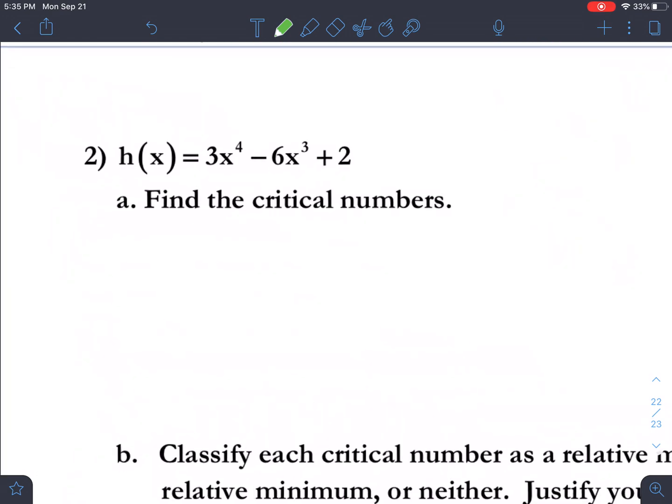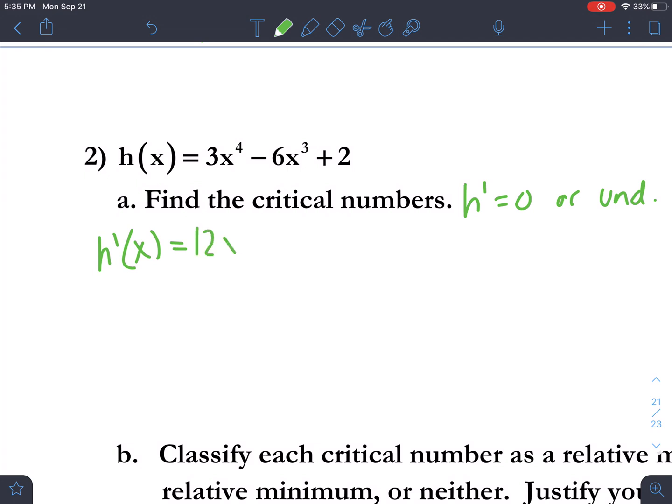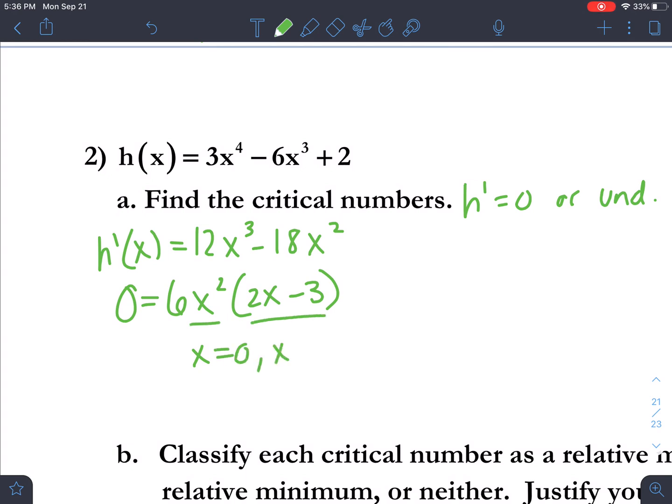First thing we want to do is find the critical numbers. Critical numbers are when h prime is equal to 0, or when h prime is undefined. So when is h prime of x equal to 0? Well, h prime of x is 12x cubed minus 18x squared plus 0, since the derivative of a constant is 0. So we set it equal to 0. We can factor out 6x squared, and this gives us x equals 0 and x equals 3 halves, 3 over 2, 1.5. Notice that it says critical numbers, so I'm actually done. I don't have to find the critical points. So 0 and 3 halves.